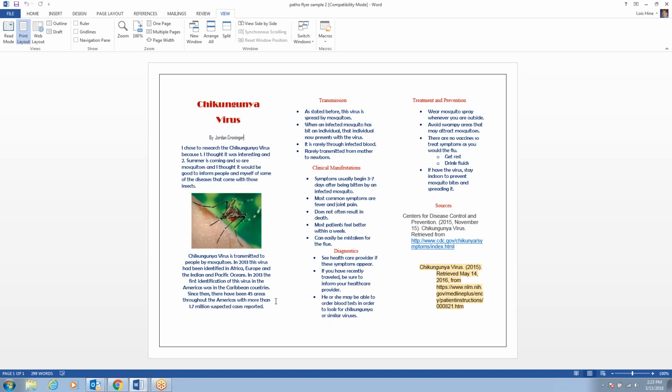So they've got everything in here as they're telling us what the disease is. They got the transmission, clinical manifestations, diagnostics that need to be done, treatment and prevention, and then they've got their resources, and this part is an overview of it. The only missing link would be some in-text citations, right?